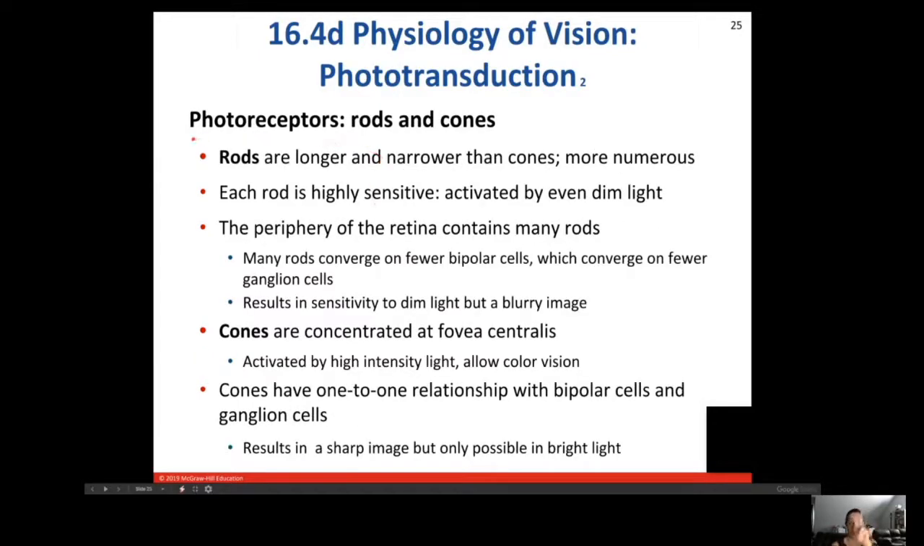So we said that there are two different types: rods and cones. Remember that cones are good for color vision. They both start with C. Cones are also concentrated at the fovea centralis, and they allow for color vision. But in order to have good color vision, you need a lot of light. So cones are only activated in high intensity of light.